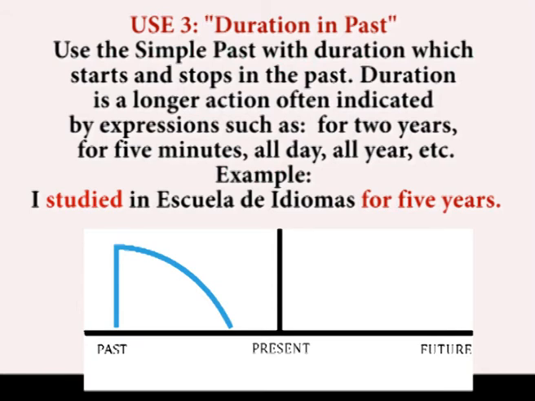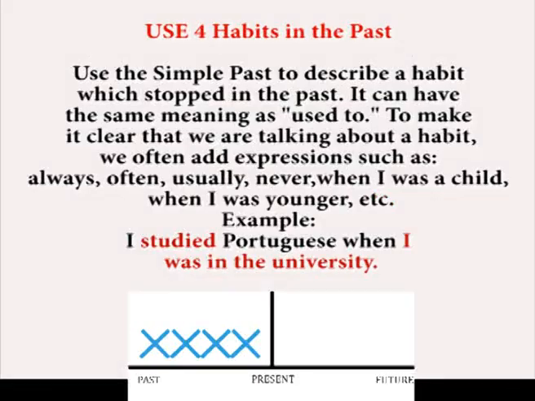Use 3. Duration in past. Use the simple past with duration which starts and stops in the past. Duration is a longer action, often indicated by expressions such as for 2 years, for 5 minutes, all day, all year. Example: I studied in Escuela de Idiomas for 5 years.